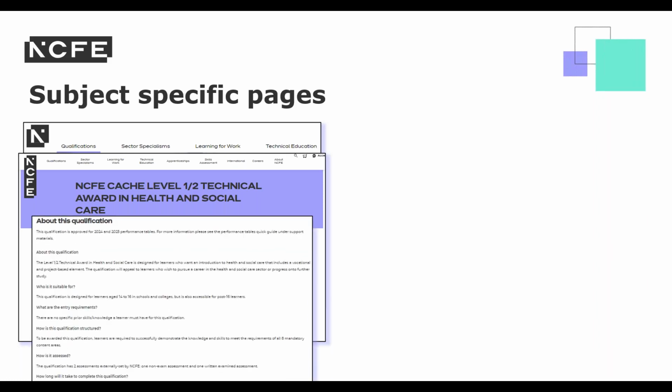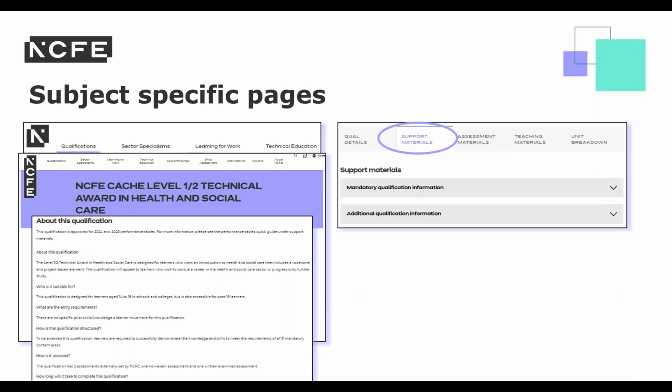If you scroll down, you will see some brief information about the qualification, including the career opportunities and the performance table details. And if you scroll further down, you will see the Support Materials tab, where you'll find the qualification specification and the tutor guidance document.